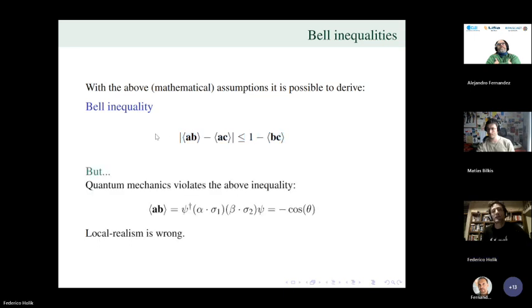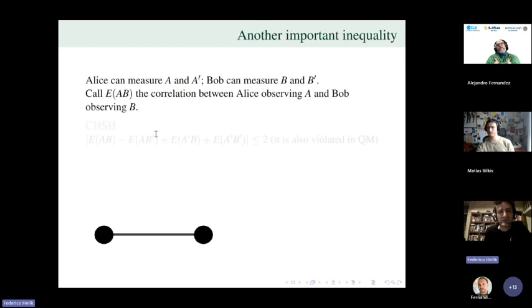But as you know, quantum theory violates these inequalities. So it cannot happen that nature is described by local realism. So something is wrong. Either the locality assumption is wrong, or the realism assumption is wrong, or both. But they cannot both be compatible with what we observe, because Bell inequalities are violated in nature.